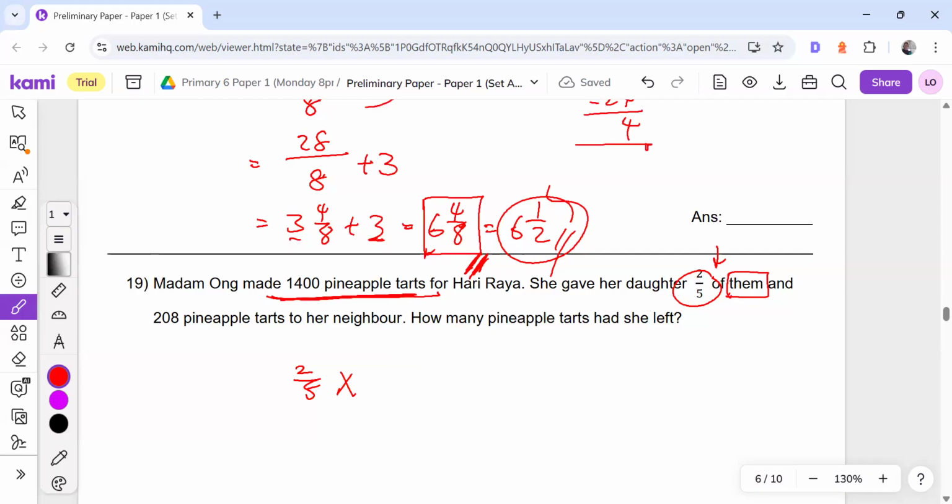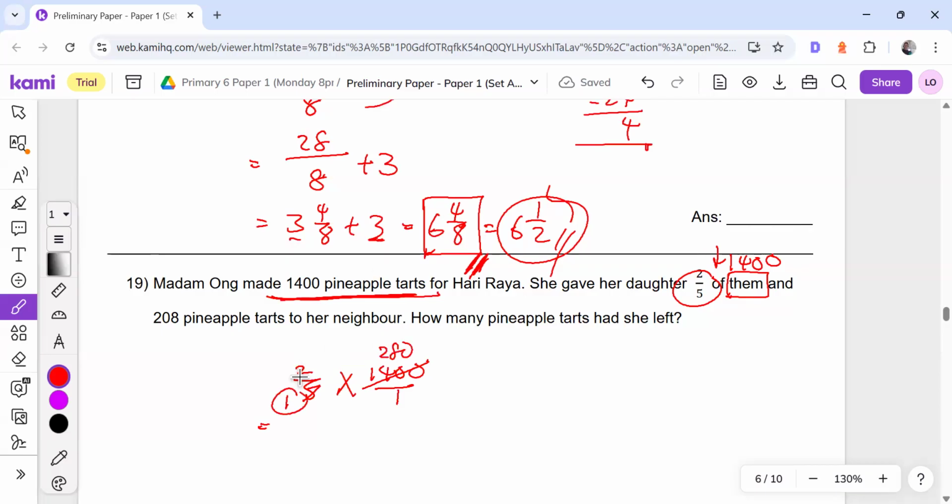And what is "them"? Go and put the number on top. You put the number on top of the word, just like just now. So times 1,400. Then change the whole number to a fraction. 5 divided by 5, 1,400 divided by 5. Do your working, and you will get 280.